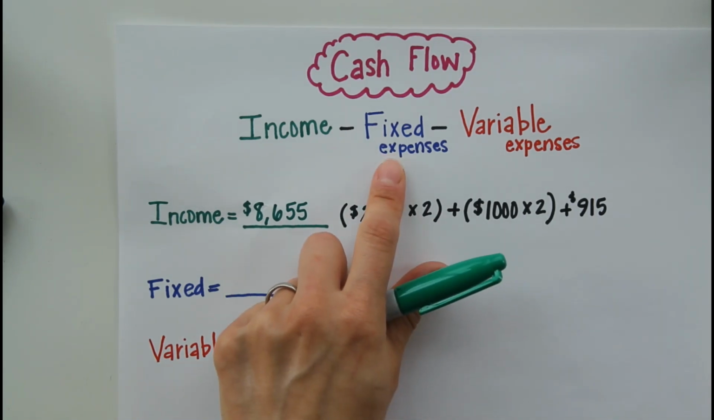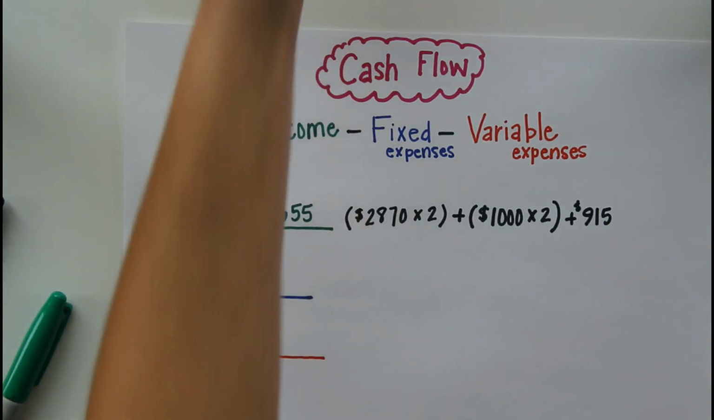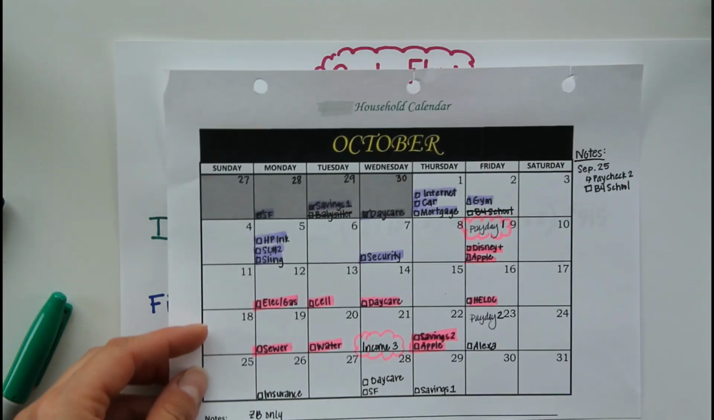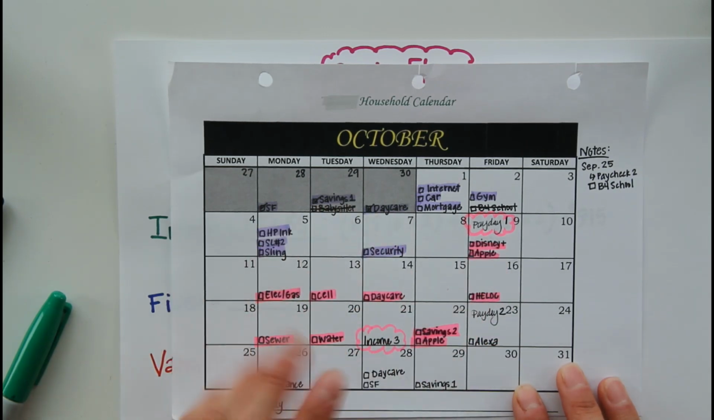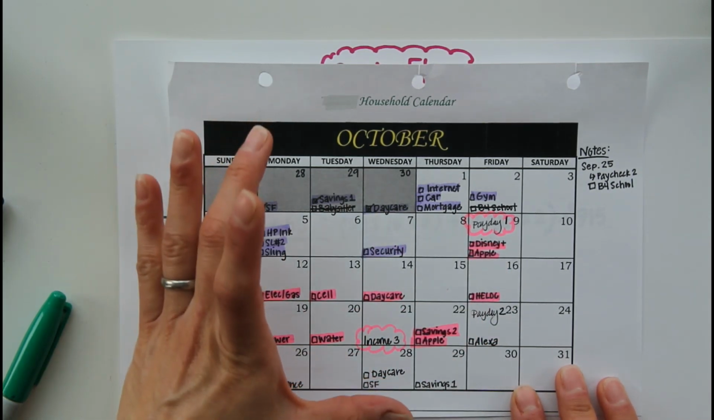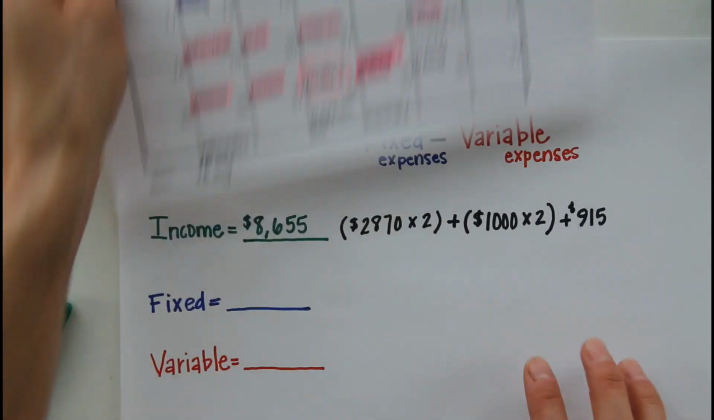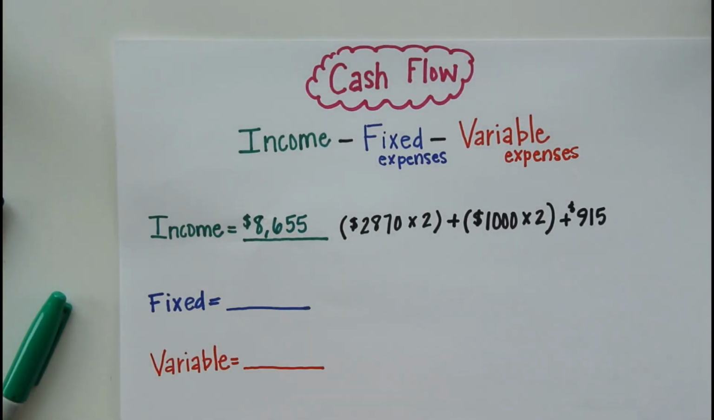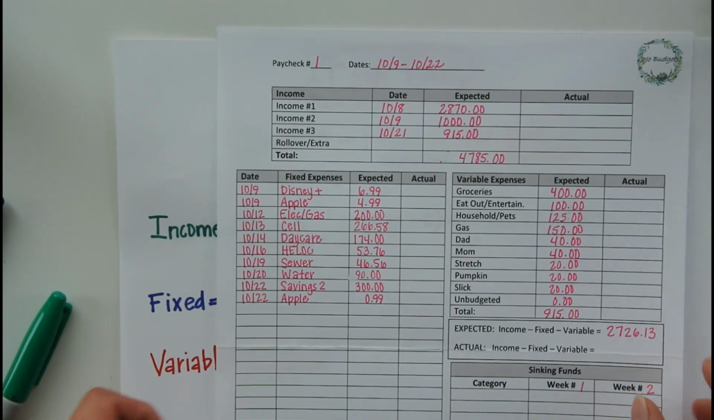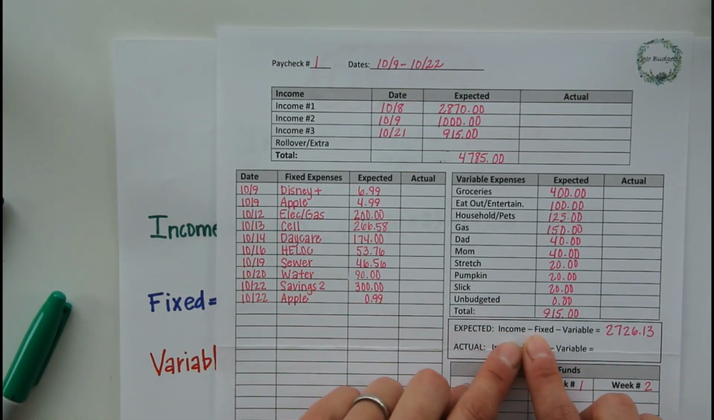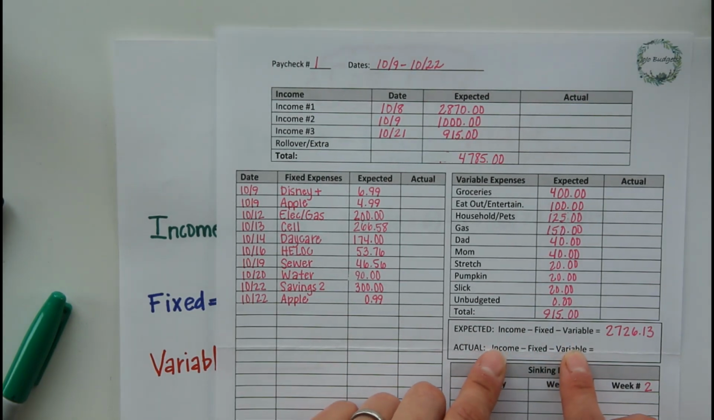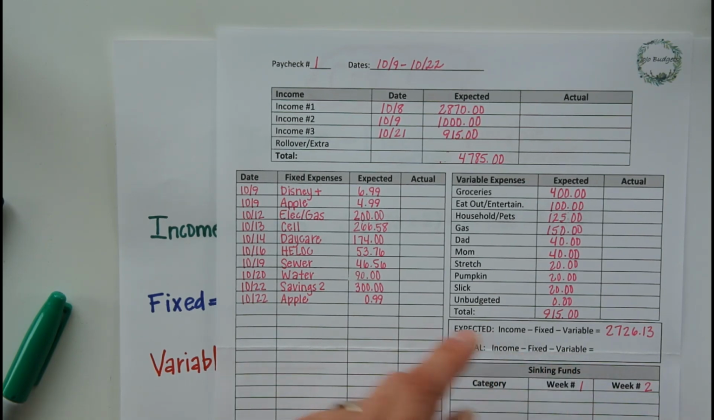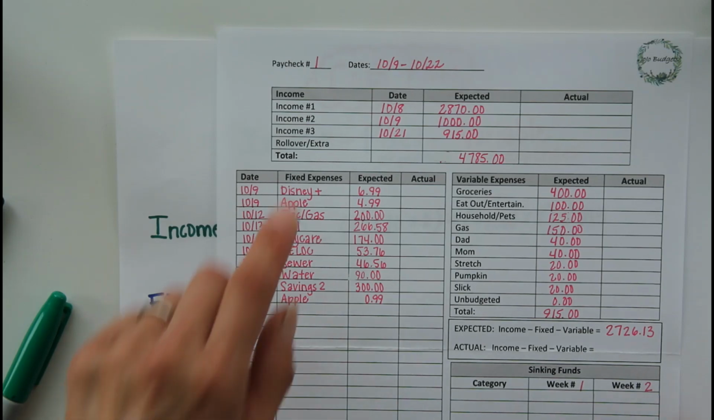Next is fixed expenses. Now these are all of our fixed expenses. I plug them in to help me highlight things using the Budget Mom method on my household calendar. And then I do also have a fixed expenses table on my paycheck budget sheets. So you can see each of these variables. This right here, I have that cash flow equation on my sheets. I use it for rollover, and I use it for zeroing out our paycheck number 2 at the end of the month.